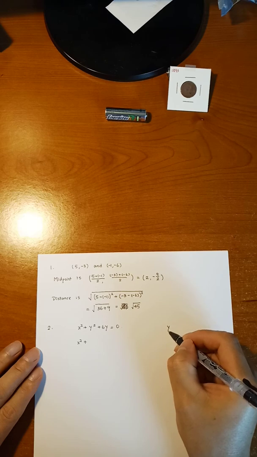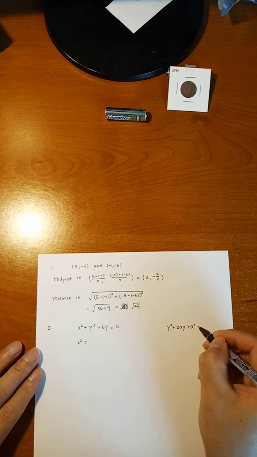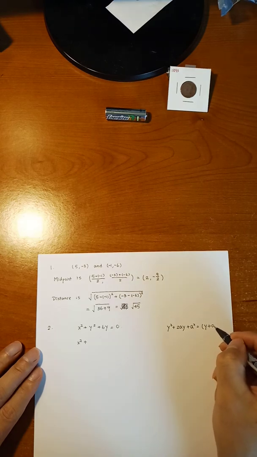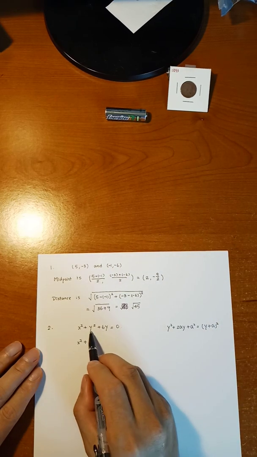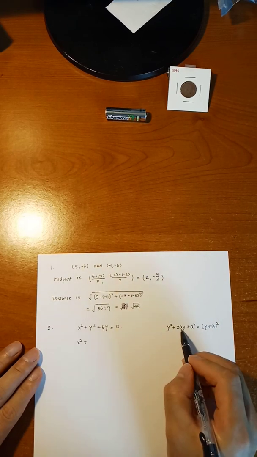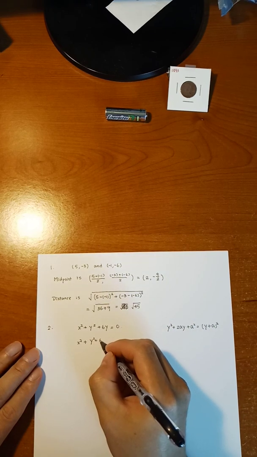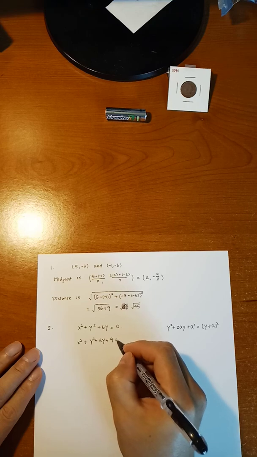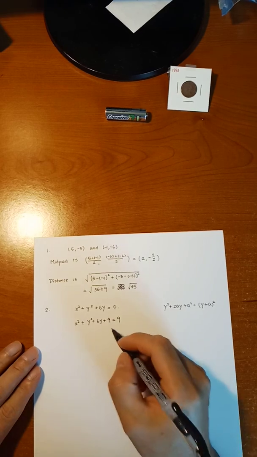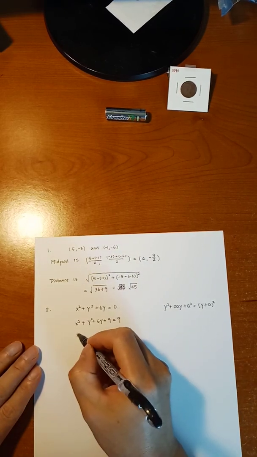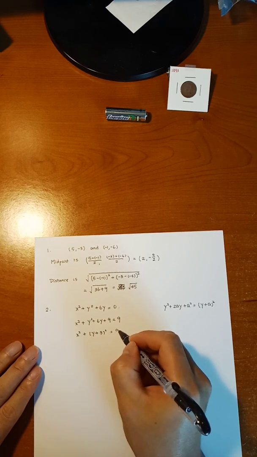Remember, we have y squared plus 2ay plus a squared is equal to y plus a quantity squared. Here you have y squared plus 6y. 6 is 2 times 3, so a is 3. 3 squared is 9, so we need 9 in order to complete the square. We add a 9 to the left hand side. We also add a 9 to the right hand side. So this is x squared plus y plus 3 squared is equal to 9.